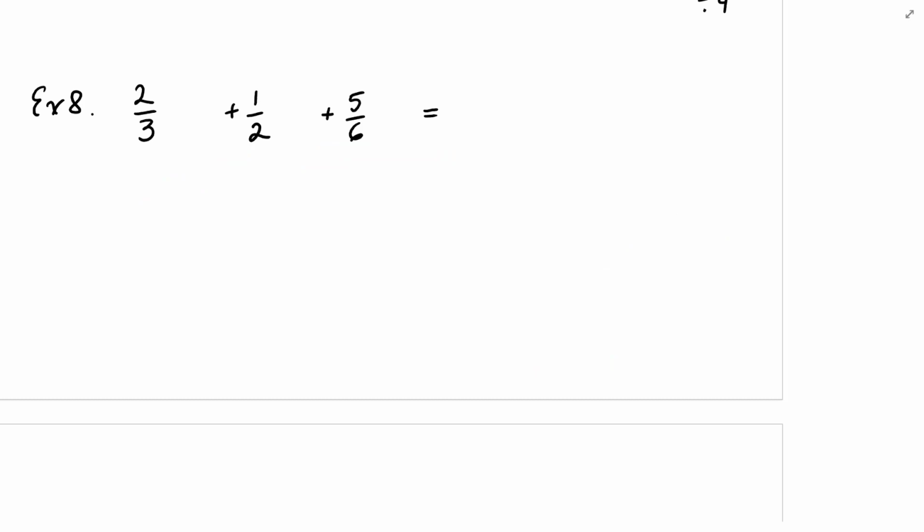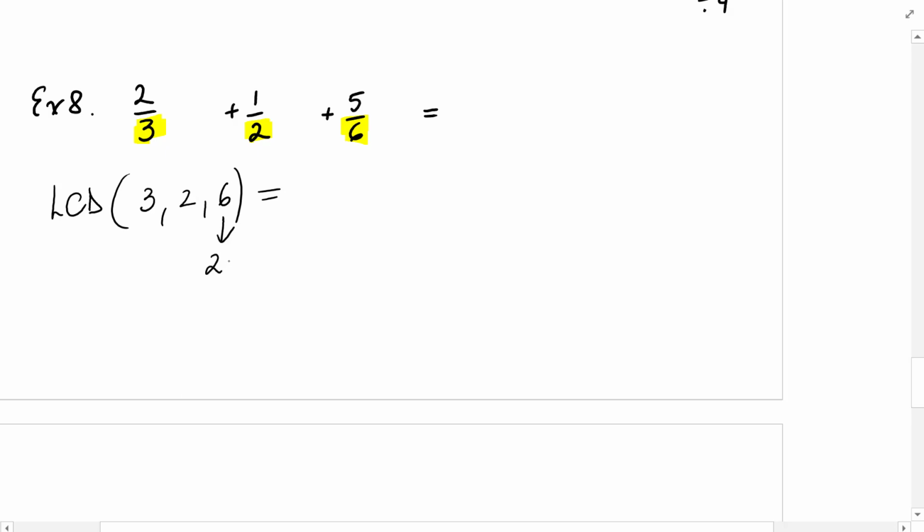Let's try example 8. 2 over 3 plus 1 over 2 plus 5 over 6. So again, we take a look at the denominators. We have different denominators, so we should start with the LCD. So the LCD of 3, 2, and 6, what number divides evenly by these numbers? Well, 3 is just 3. 2 is just 2. 6 is 2 times 3. So the LCD is, copy all the factors to the highest power, so it's actually just 2 times 3, it's 6. And yes, 6 is the lowest number that can be divided evenly by 3, 2, and 6.